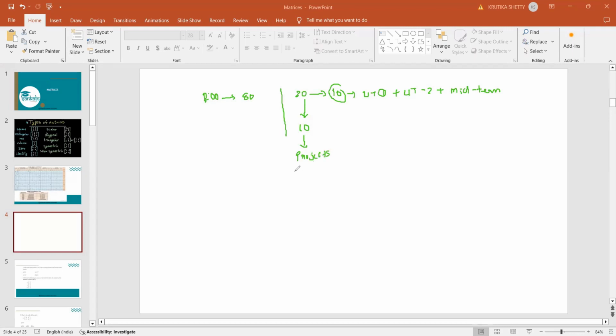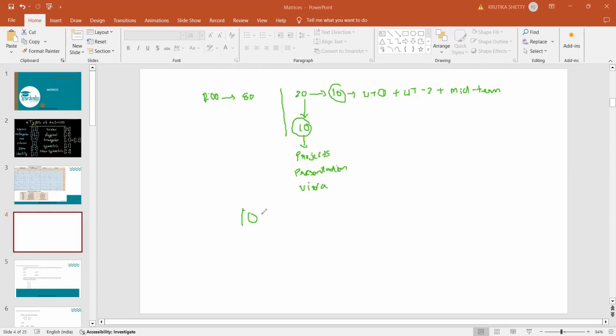And then presentations, the teacher will be assigning some presentations to you. Assignments and oral, so there will be a viva. Based on this, the 10 marks will be given to you. So this is how the total 100 marks are divided.